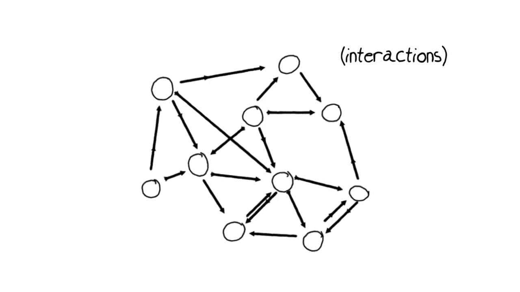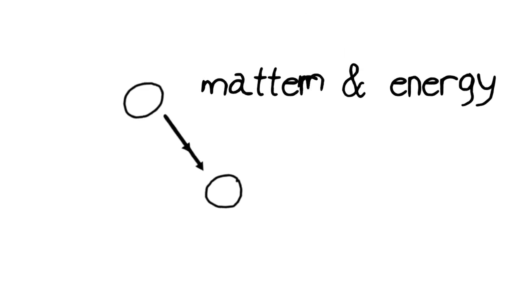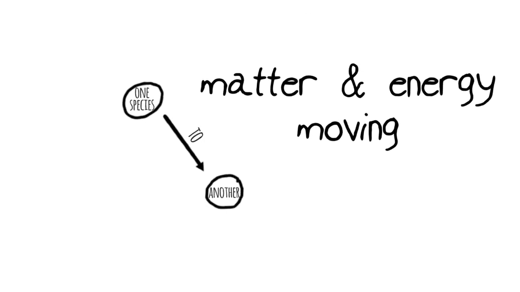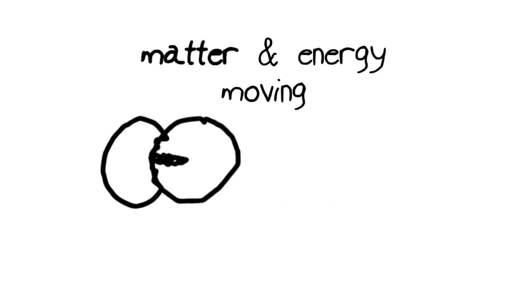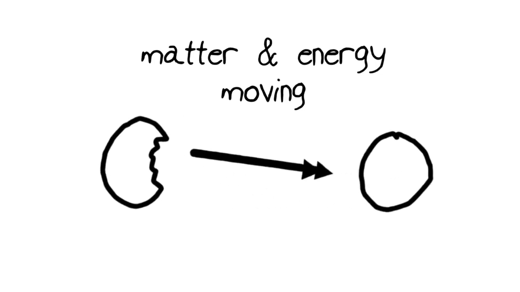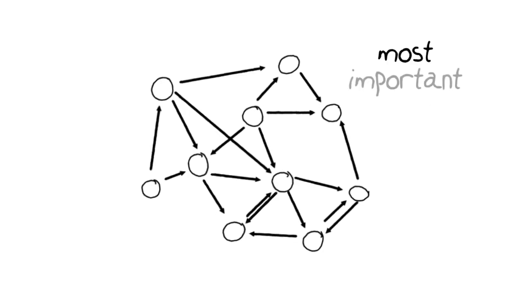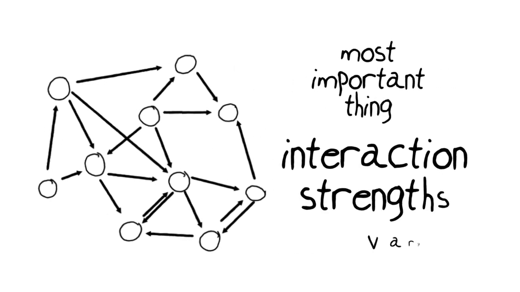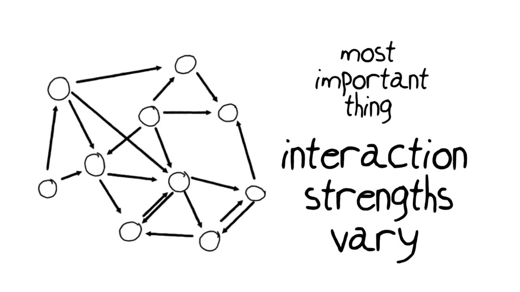We can draw lines between the species to indicate those interactions. And we can make the lines directional to show that matter and energy are moving from one species to another. When one organism takes a bite of another, it not only gets a mouthful of matter or food, but that food contains energy. So these arrows show the direction that energy is flowing from one species to another. The most important thing about these webs is that the strength of these interactions can vary. That is, the interdependence of the organisms in the web can vary.